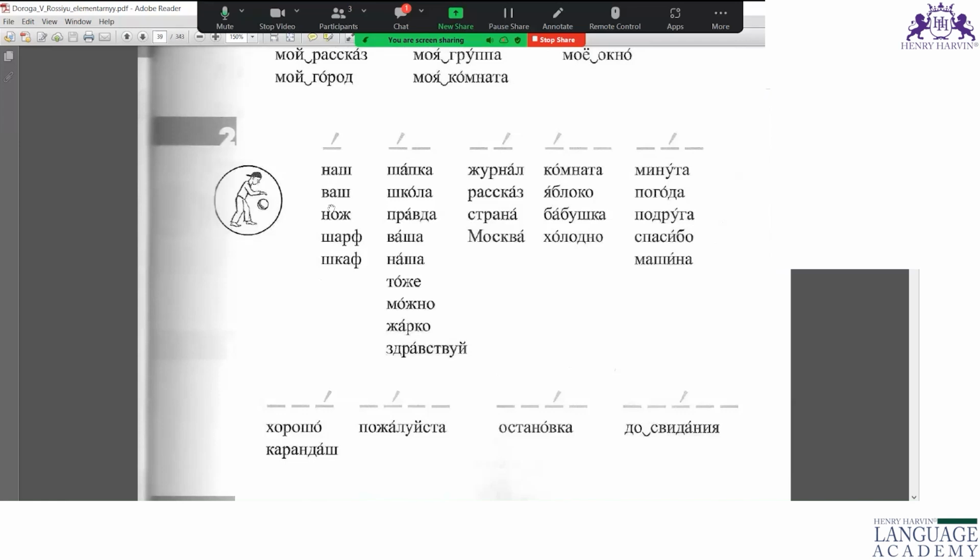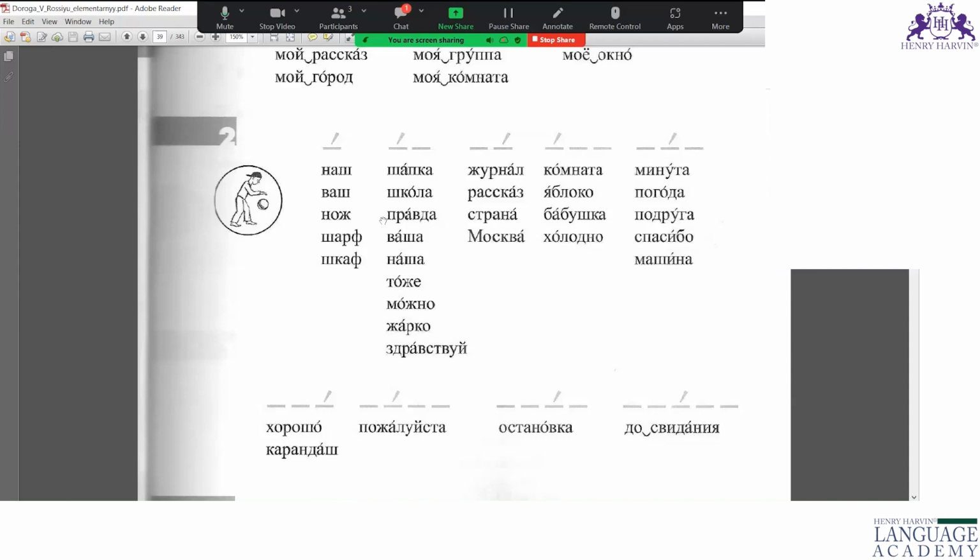Падмаприя, пожалуйста, читайте первый столбик. Read the first column. Наш, ваш, нож, шарф, шкаф. Nothing new is here. This is just to practice reading the new sounds, right? So, Padmapriya, continue. Шапка, школьна. Правда, ваше, наше, тоже, можно, жабка, здравствуй. What is pravda?